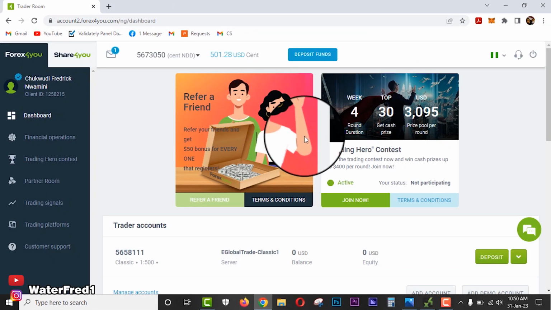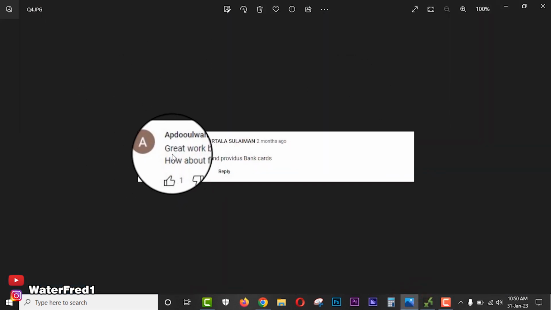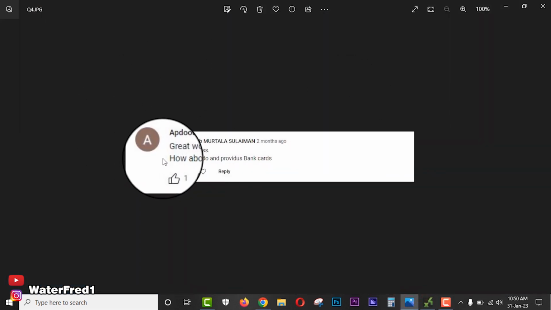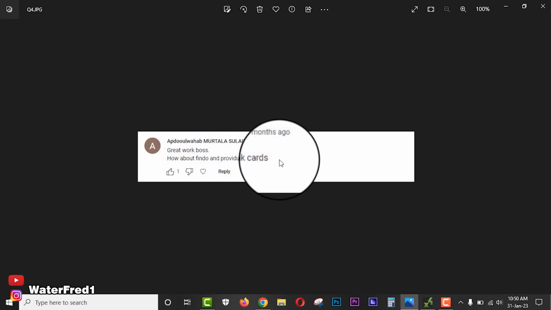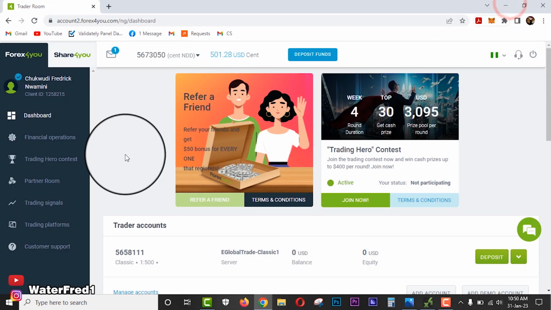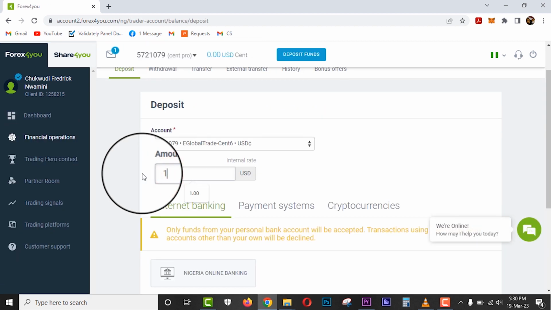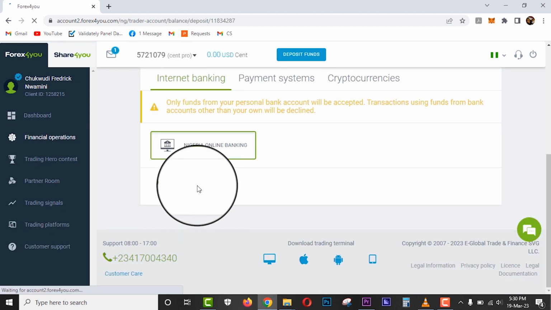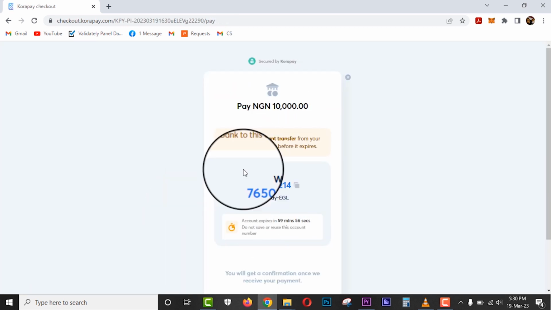So there are other questions that people do ask. We've answered 3 questions already. Now let us look at this. This guy said, "Great work, boss. How about Findo and Providus bank cards?" Now I think he's talking about deposits. Can you deposit with Findo or Providus bank ATM cards? The answer is yes. You can deposit with any bank at all. You can use any banking app to make a transfer to the Forex4You Wema bank account that is generated when you try to use the bank transfer option. And your deposit is going to drop instantly.